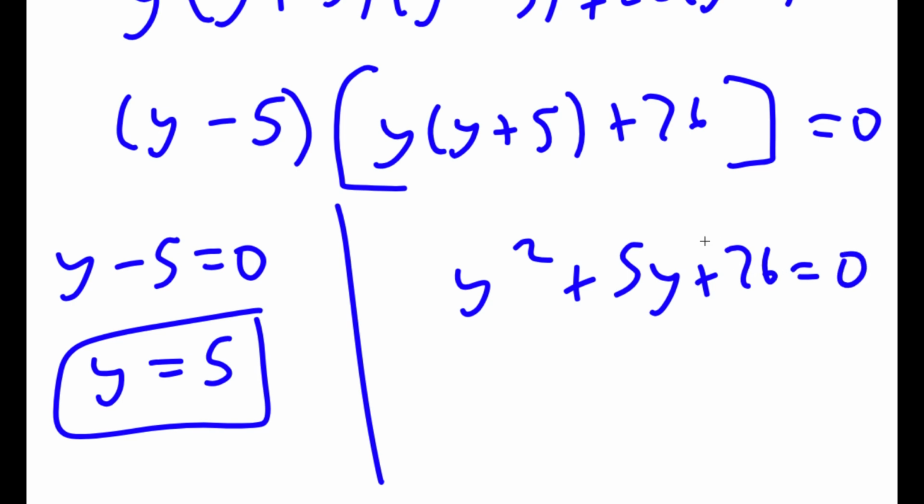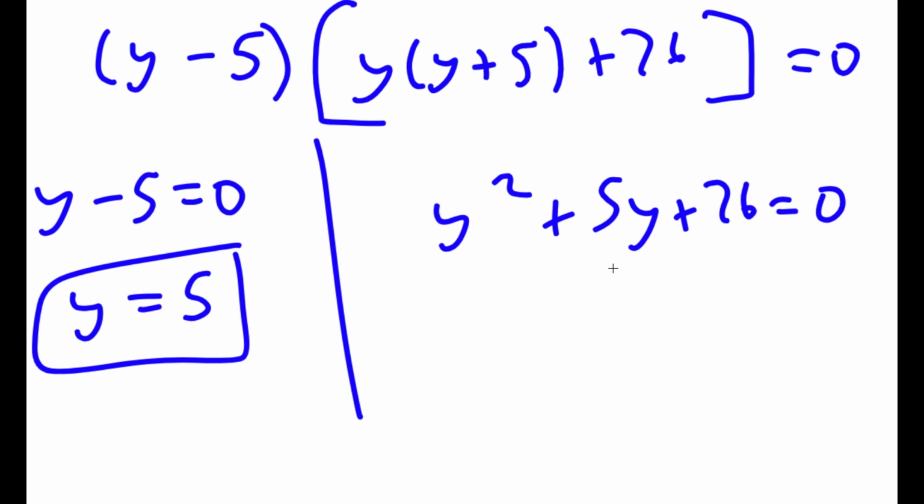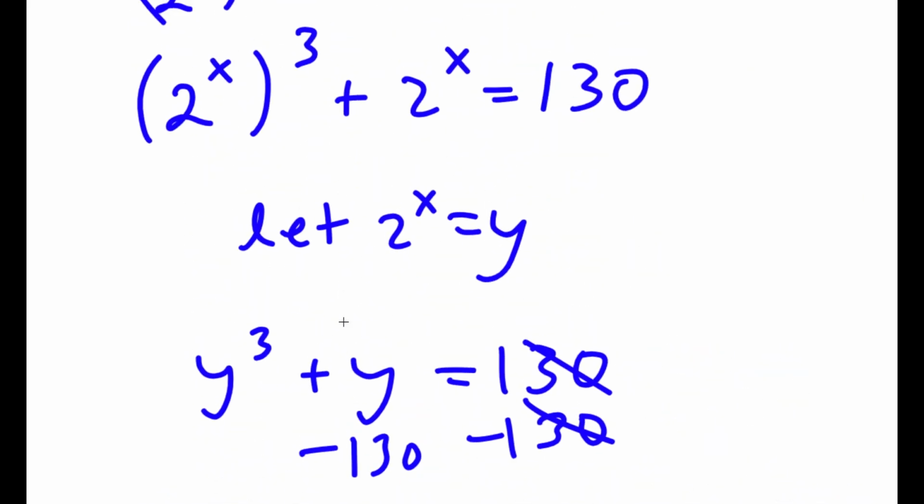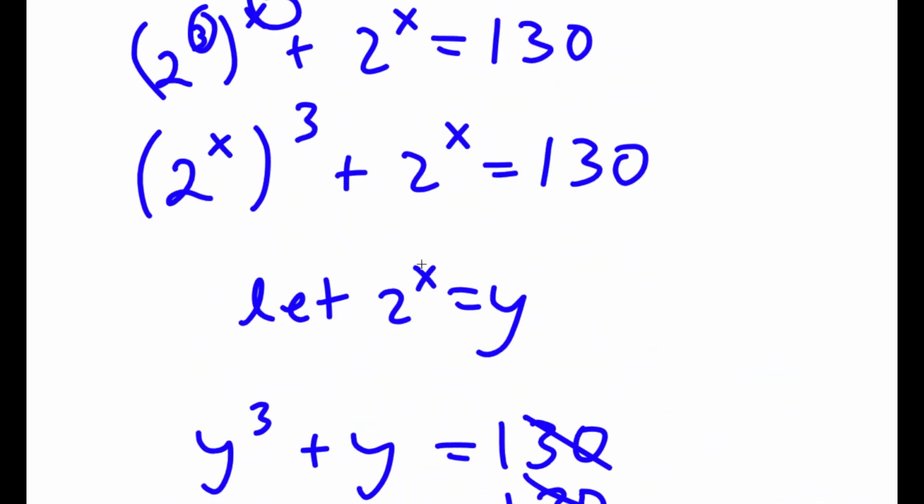And to solve this, we actually have to use the quadratic formula, and I'm not going to waste your time by doing it, but if you do end up doing it, it actually won't work because you get the square root of a negative number, and you can't take the square root of a negative number. So we are left with y equals 5, and remember how we let 2 to the power of x equal to y.